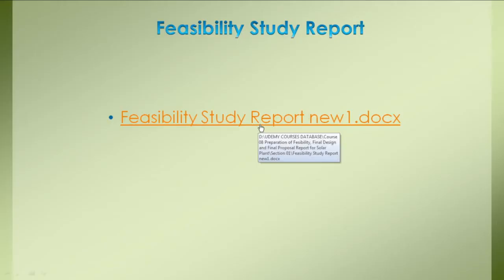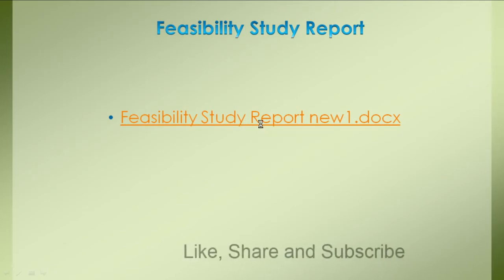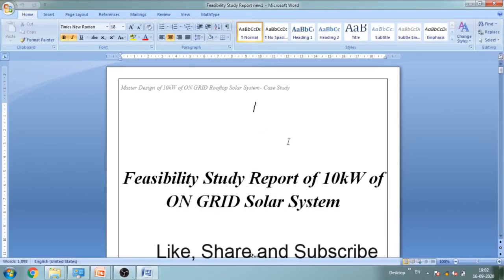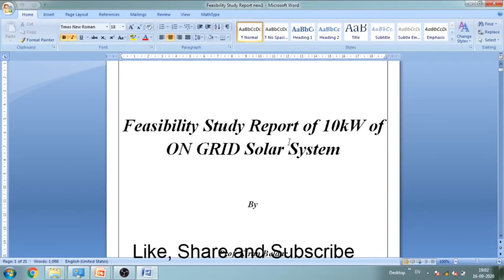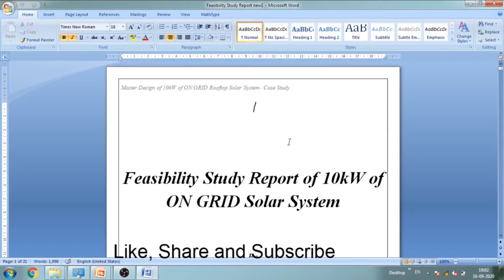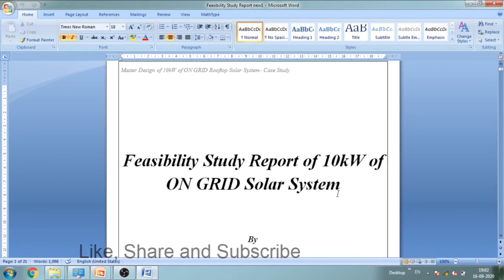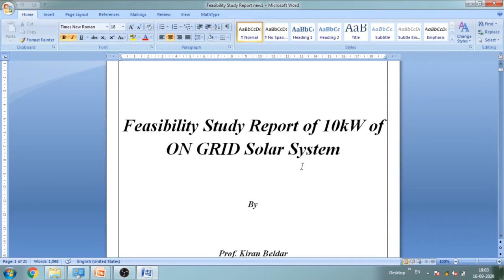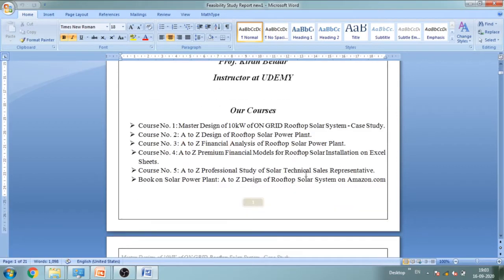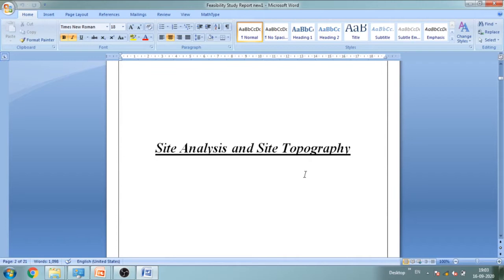In this lecture, we are going to see how to write a feasibility study report in the Word format. Let's say the example is given for the 10 kilowatt on-grid solar system that is installed over the rooftop area. For 10 kilowatt of a solar system, how to write a feasibility study report is mentioned over here. One by one, we're going to start to write a feasibility study report.